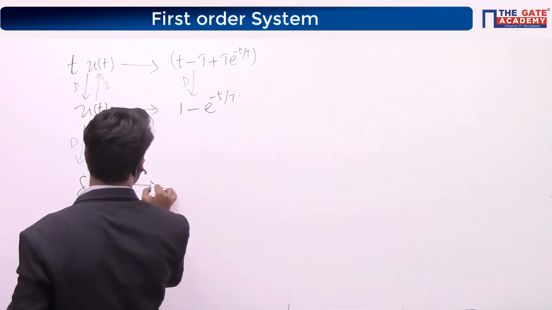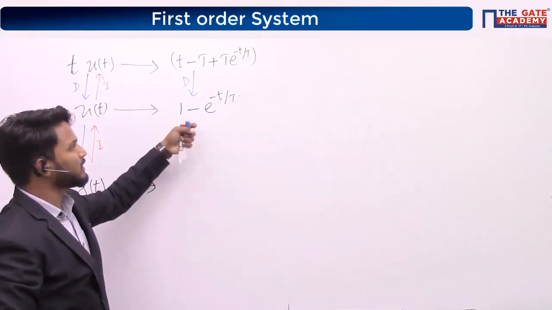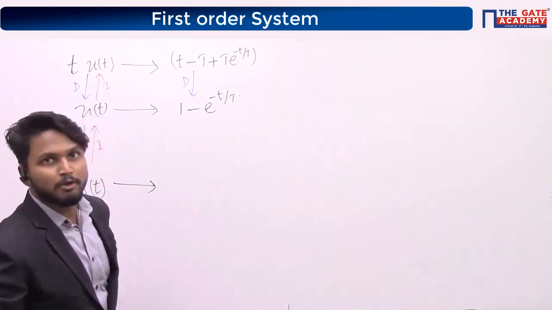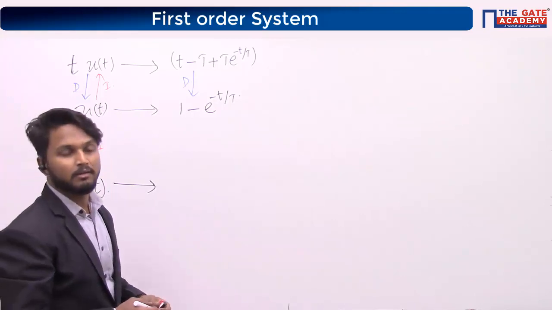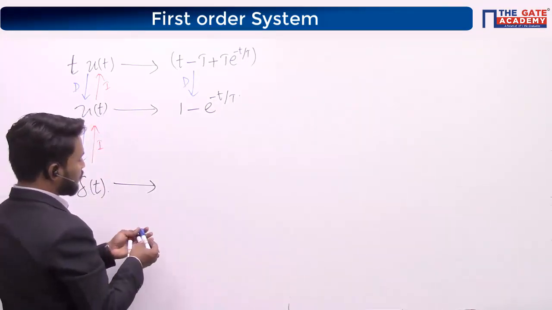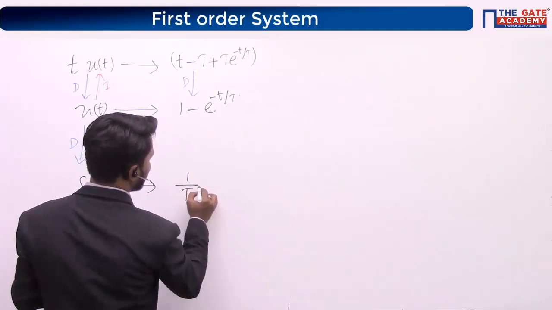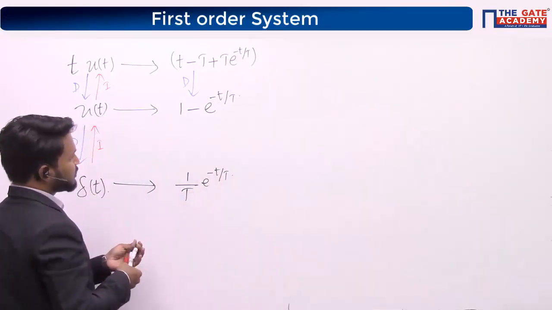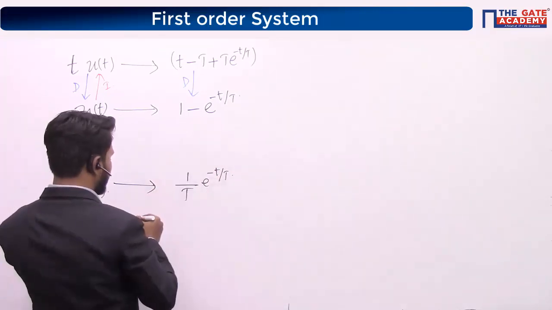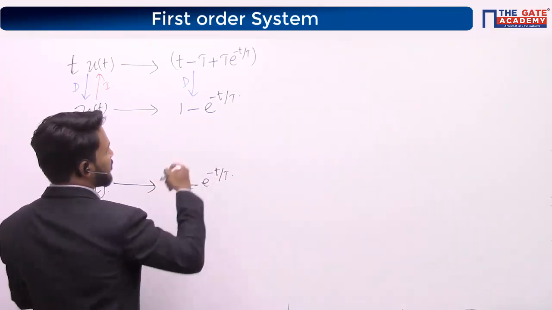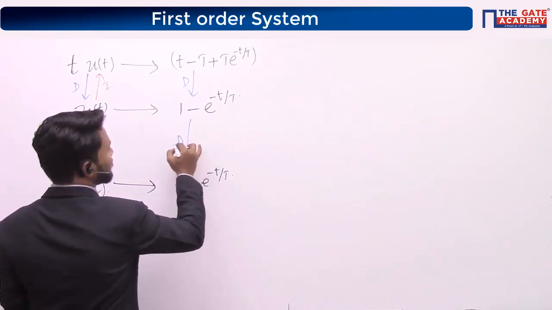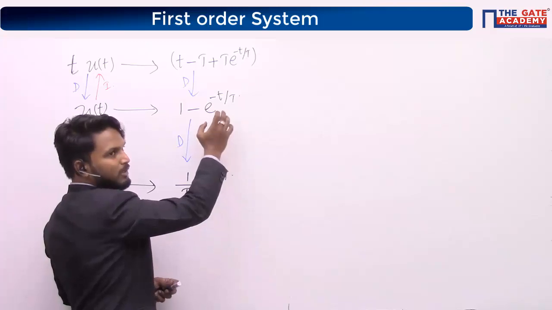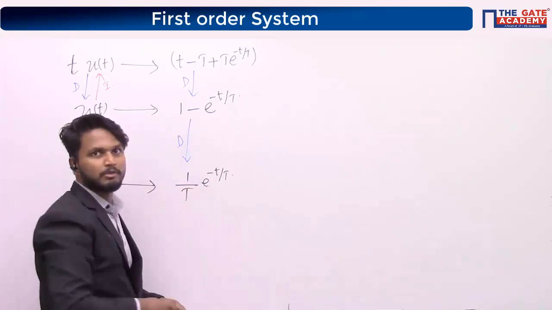If you differentiate 1 minus e power minus t by T, what are you going to get? You will get 1 by T e power minus t by capital T. Which means you just differentiated the ramp response and got the step response. You differentiated the step response and got the impulse response.